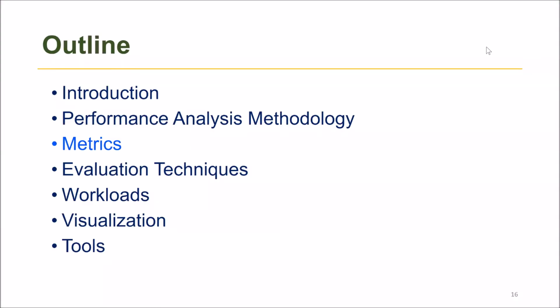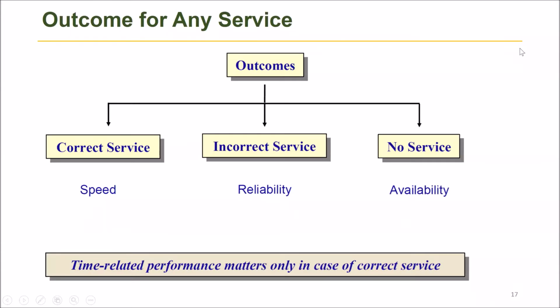Metrics. From any system, we expect an output. Based on the functionality of the system, we can select a metric to evaluate the performance of the system. If the system outputs the correct results, then we can select metrics related to the speed of the system. For example, how fast the system can produce the results.